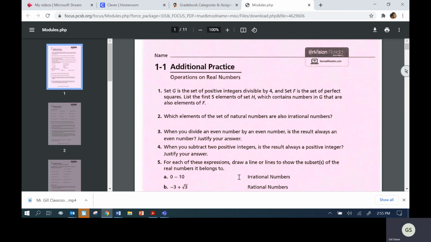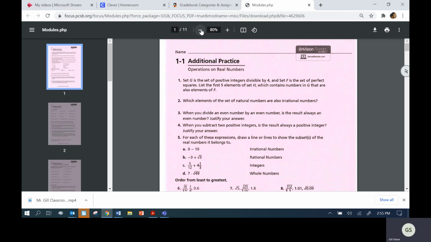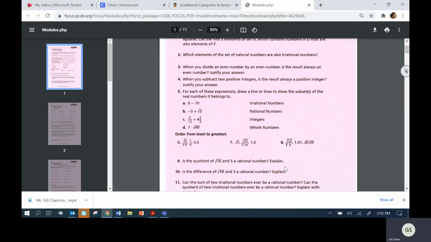So here's the first page of the packet. This was a long time ago, the very first thing we did, pretty much. It had to do with operations with irrational numbers and rational numbers. So I didn't focus a lot on problems like 6, 7, and 8, mainly because you were going to have a calculator and you would have been able to figure them out without having to understand anything. So there was no point in even really trying to do them. So you're not going to have any questions like that from me.